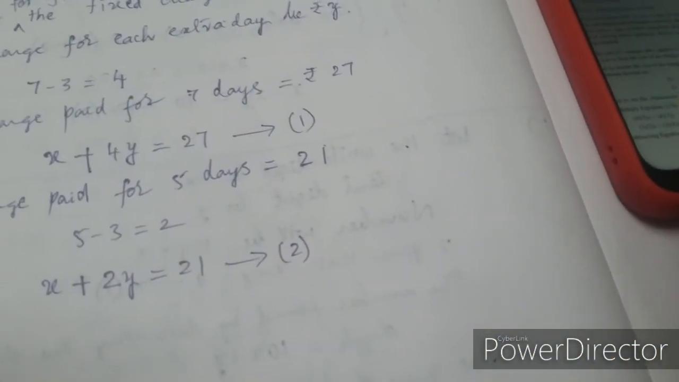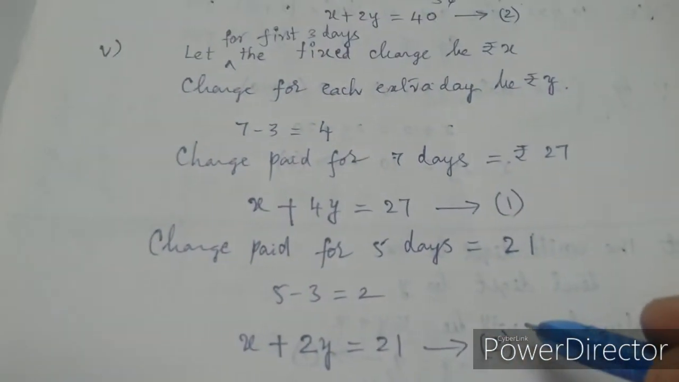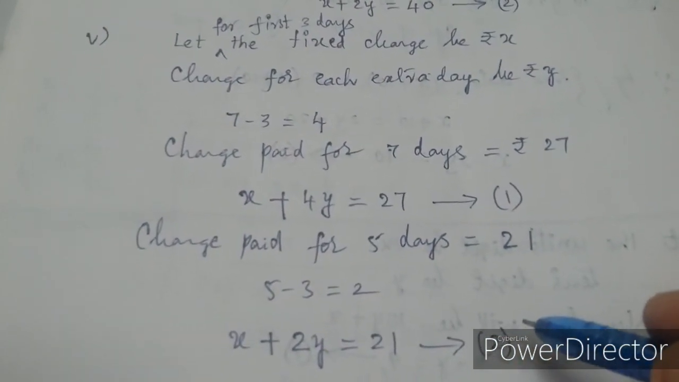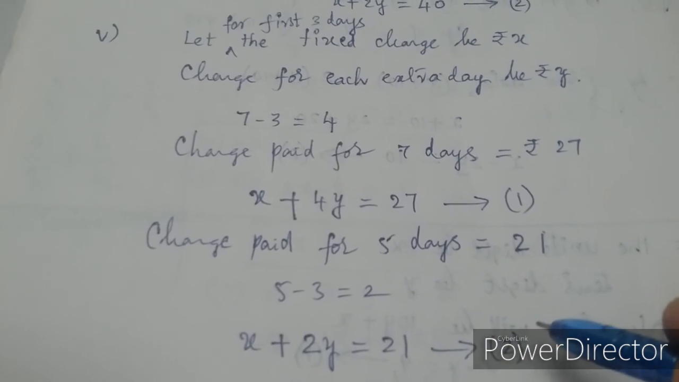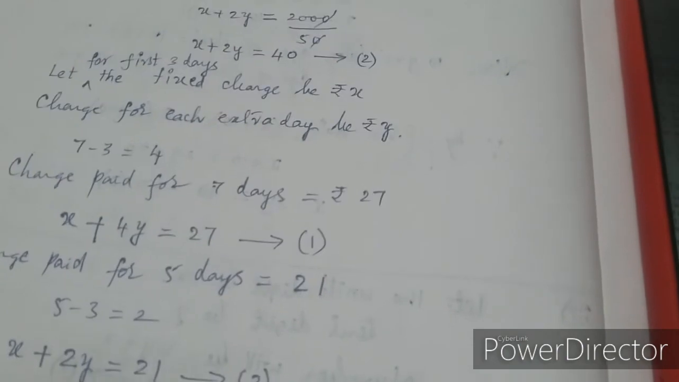So solving these equations to get X and Y values, X represents the fixed charge for first 3 days and Y represents the charge for each extra day. Children, I hope you all can continue this problem.